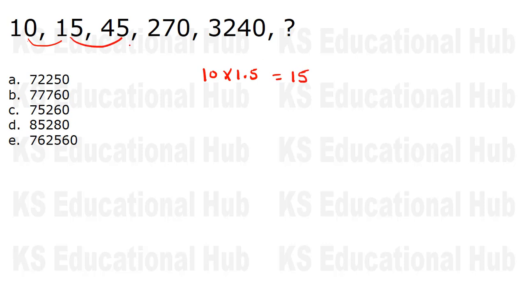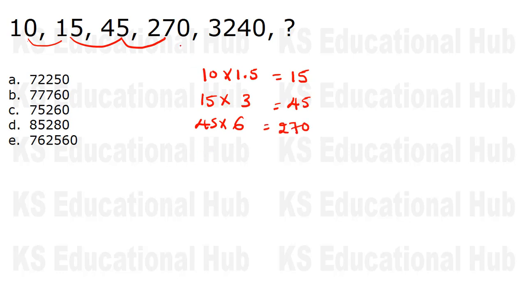How can 15 be made 45? To make 15 as 45, 15 into 3 is equal to 45. We know that, right? How can 45 be made 270? See here, 45 into 2 is 90, 90 into 3 is 270. So therefore, 2 into 3 is equal to 6. So 45 into 6 is equal to 270.